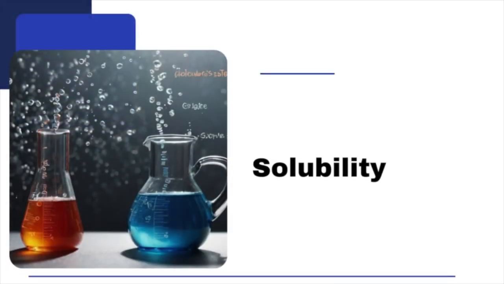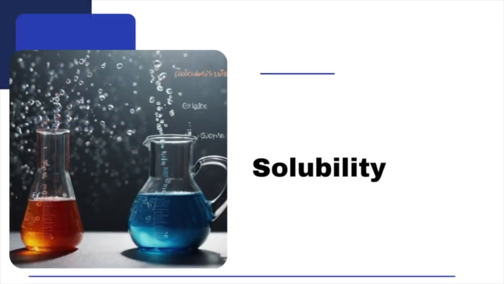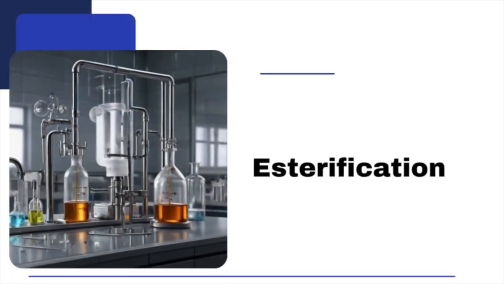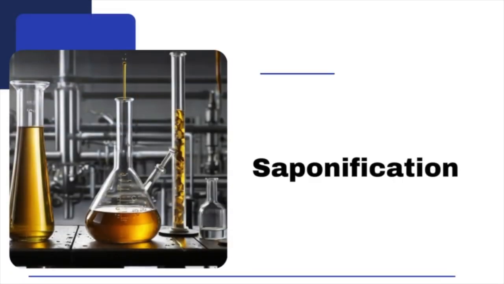But in order to do that, we first have to look at a few basic terms in chemical properties. We need to clarify the idea of solubility, miscibility, esterification, and saponification. Yeah, those are really big words, but it's not that deep.